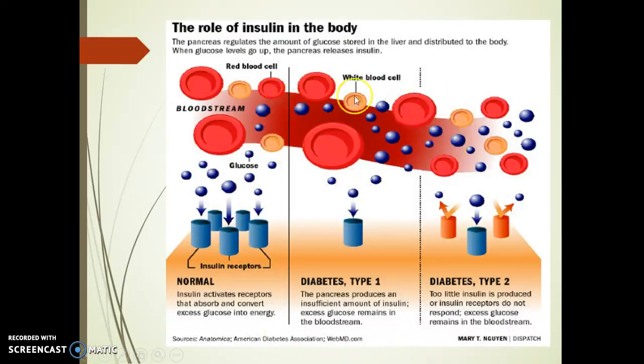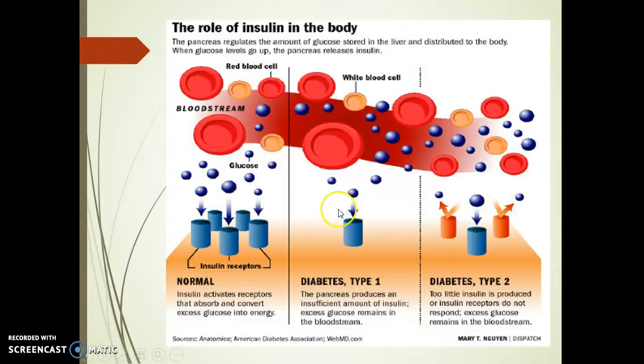Here's a pictorial to show you the difference between diabetes type 1 and type 2, and to show you the normal. Here's a normal patient. They have a bloodstream, red blood cells, and these little glucose molecules. These glucose molecules are very attracted to your insulin hormones that are secreted by the pancreas, and so of course it really helps to decrease the amount of glucose in the blood.